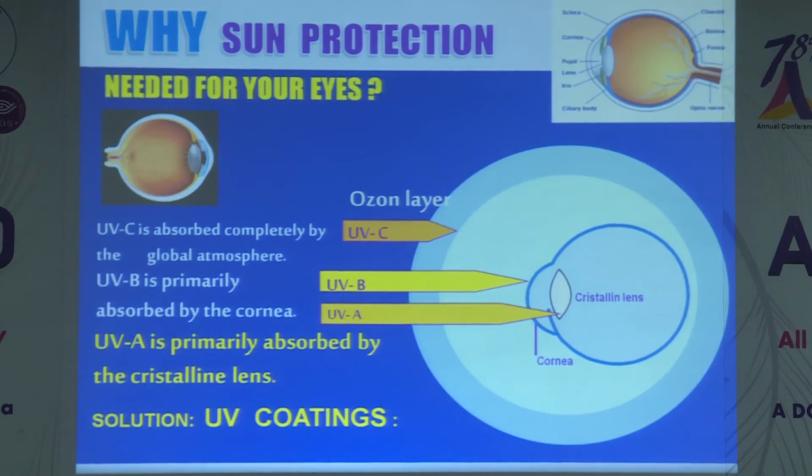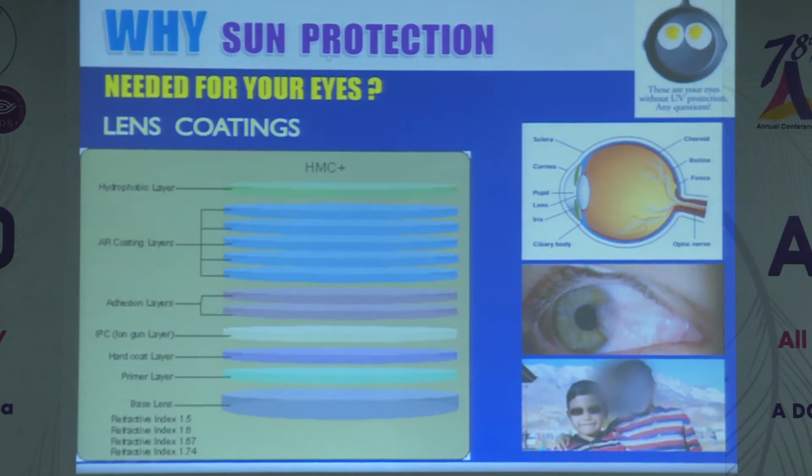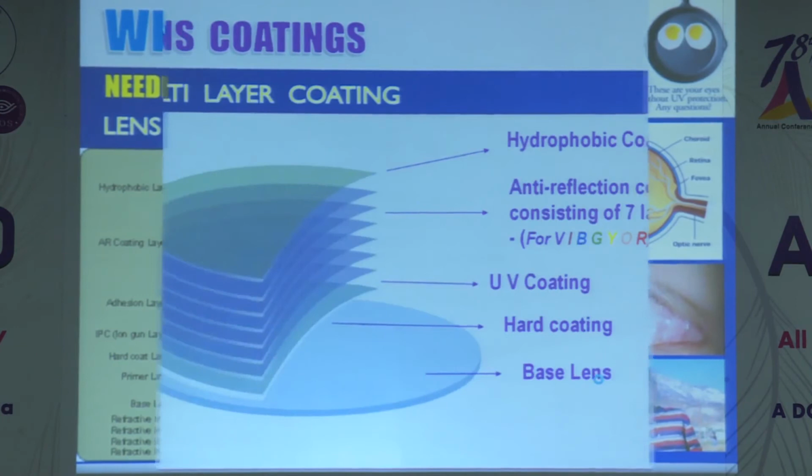So ultraviolet light, or sunlight, has so many problems. Most of the hazards are prevented by the ozone layer, especially UVC. But ultraviolet B will be stopped by the cornea, while ultraviolet A will penetrate the cornea. It will reach the lens or retina. So it can produce pterygium, cataract, macular degeneration, all these things. So you should have a coating for your spectacle.